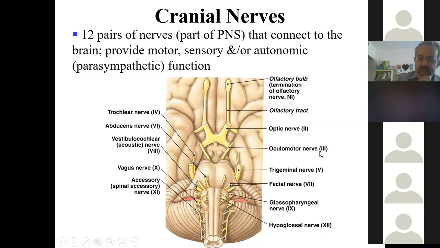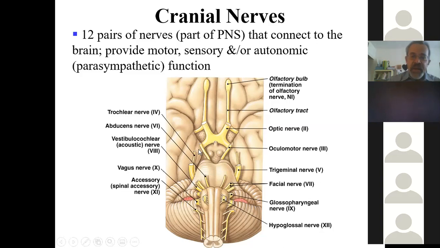Cranial nerves 3, 4, and 6, I'm going to group them together, the oculomotor, trochlear, and abducens, these are all nerves that are responsible for controlling the eye muscles. So when you look to the left, your eyes turn to the left, right, up, down, things like that. Those muscles are under the control of these 3 nerves, the oculomotor, the trochlear, and the abducens.